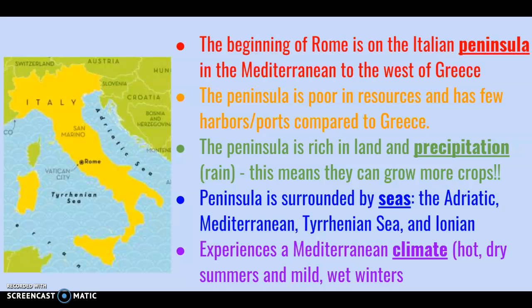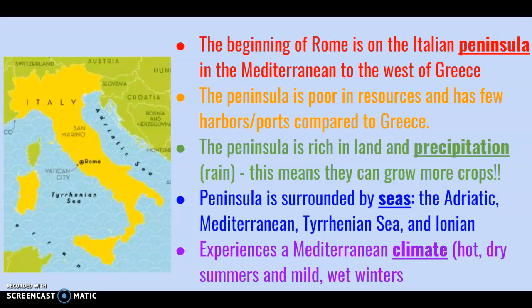The peninsula is poor in resources. It has just a few harbors and ports compared to Greece. You gotta have really deep water right beside land so ships can come really close and settle in ports. The peninsula is rich in land though. In Greece, only 20% of the land was farmable because of the mountainous terrain. For the Roman peninsula, they're going to have an easier time farming.